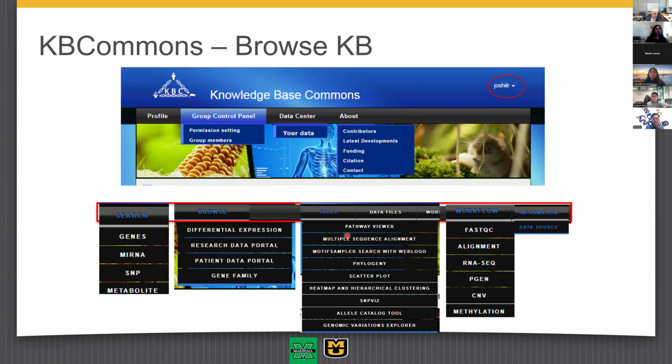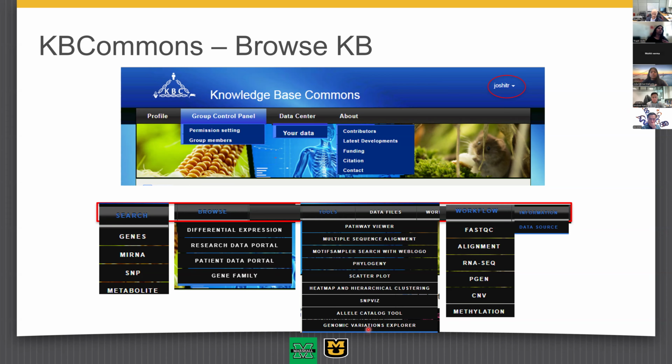Now, this is what our old website version of KB Commons looked like. I just took a screenshot of everything that was available on the menu, and that gives you an idea. We actually have 6 different things that you can search as entities, which are genes, microRNA, SNP, metabolite, plant introduction lines, or phenotypes.